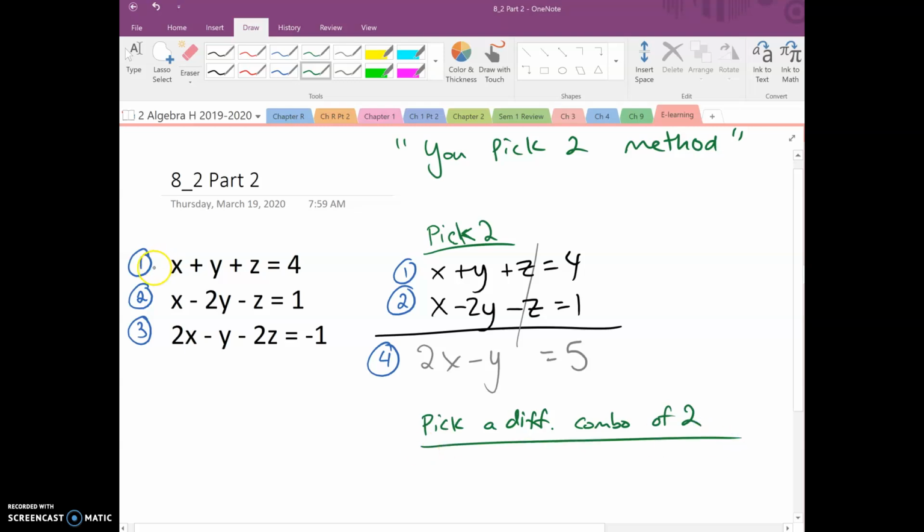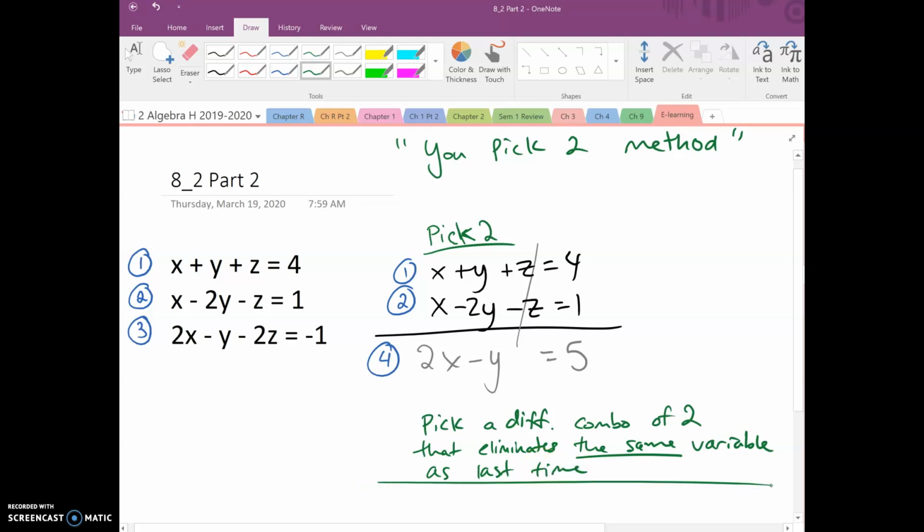So I can either pick 1 and 3 or 2 and 3. I already picked 1 and 2. So now I have to pick 1 and 3 or 2 and 3. Now what you want to do is pick ones that are going to cancel the same number as last time. I should add that. Pick a different combo of 2 that eliminates the same variable as last time you did you pick 2.